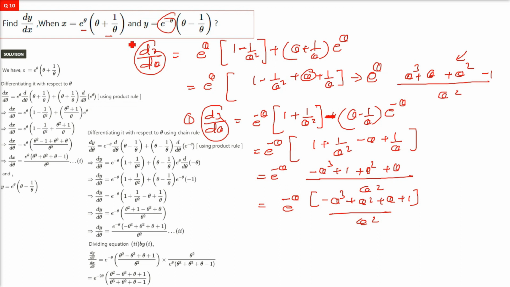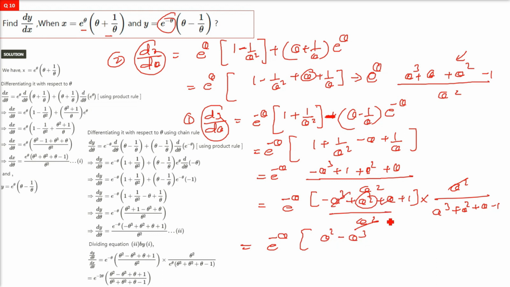Okay, now dy by d theta is already found out. This we call 1, dx by d theta we call 2, and we will just divide these two. So 1 by 2 is dy by d theta divided by dx by d theta, that is dy by dx. So I am just writing the content here. Okay. So theta cube plus theta square plus theta minus 1, theta square will get cancelled, and there is e to the power minus theta in the numerator and e to the power theta in the denominator.